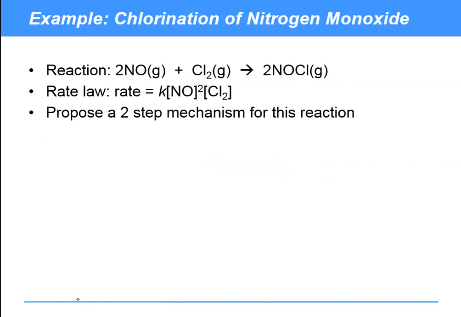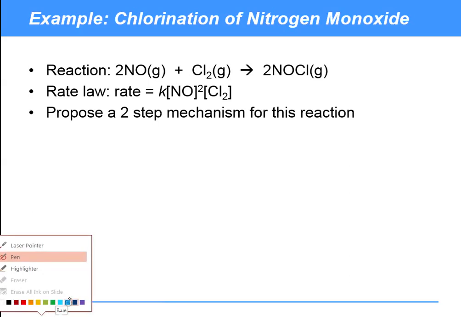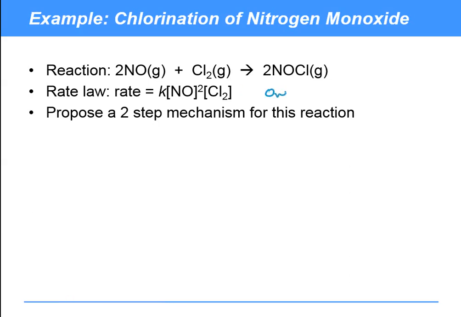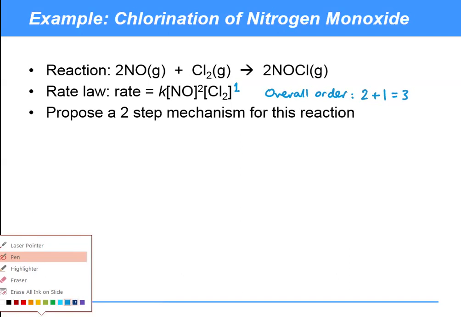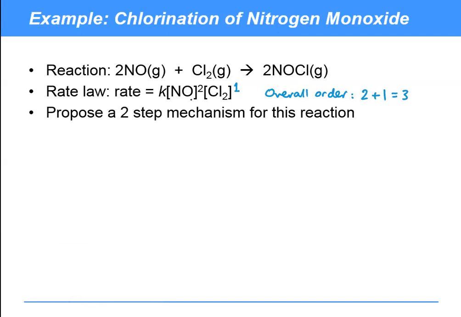Okay, things are getting a bit harder. Try and pause the video and see what you could do with this one. Okay, so immediate alarm bells should be ringing in your mind, because the overall order of this reaction is 2 plus 1 for the chlorine, which is 3. So if we put the slow step first in this reaction, then we're going to end up with a horrible trimolecular event, which is just never a good idea.